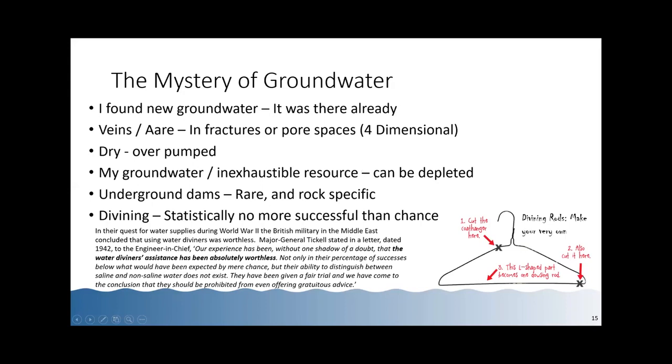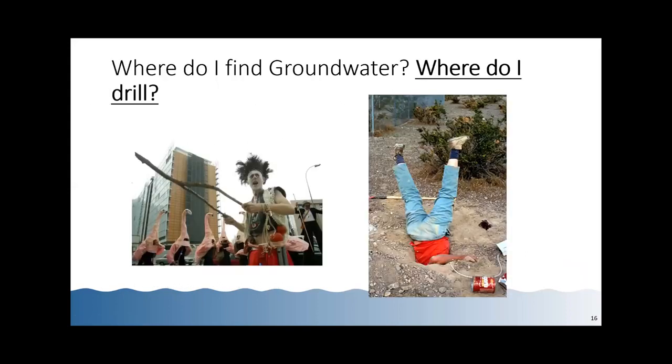So here's the big question. Contrary to what a lot of people will tell you when they come to site a borehole, no one can actually see under the ground. So how do we know where to drill? It's actually a question of minimizing the degree of uncertainty.